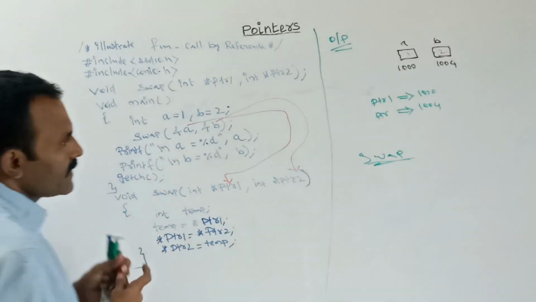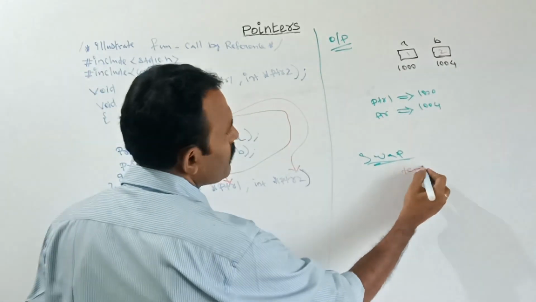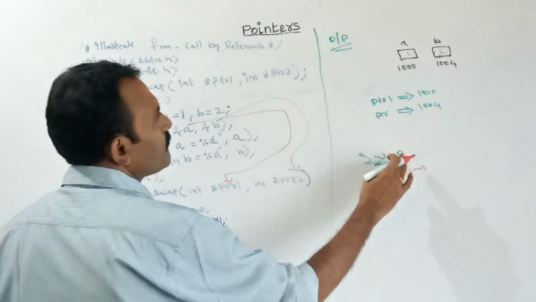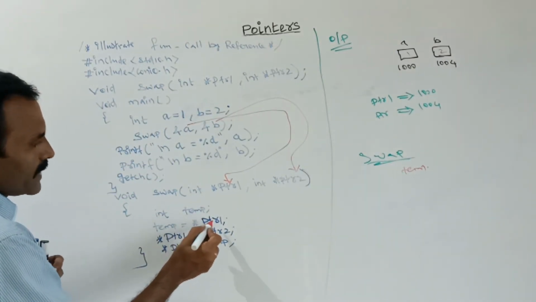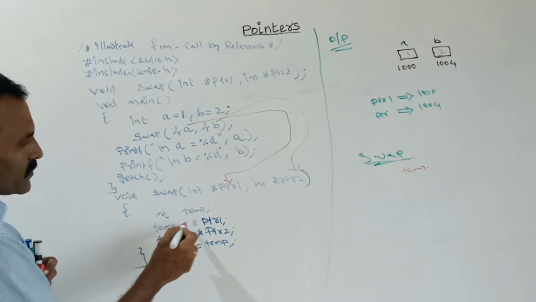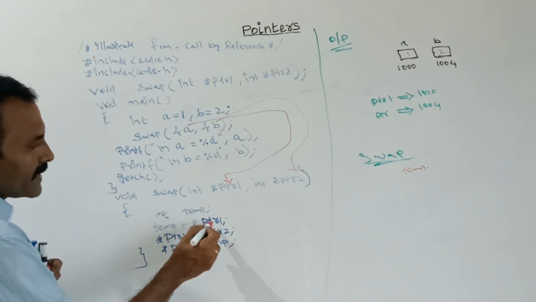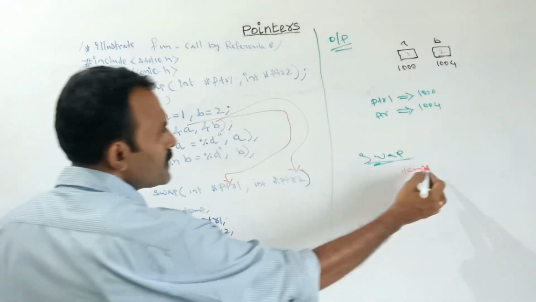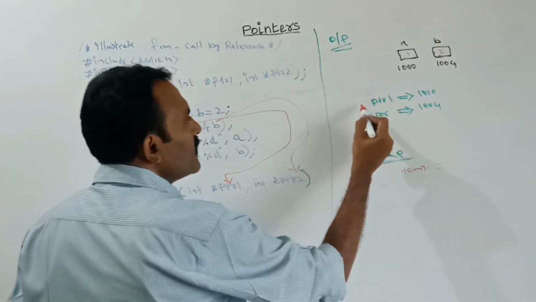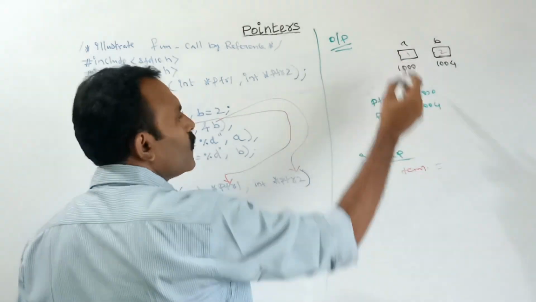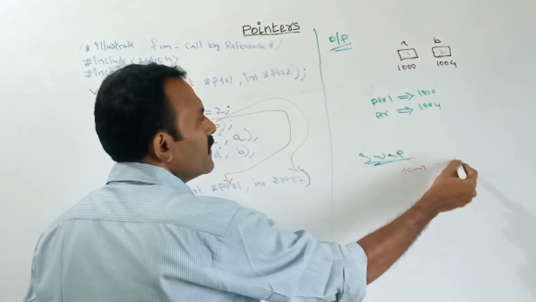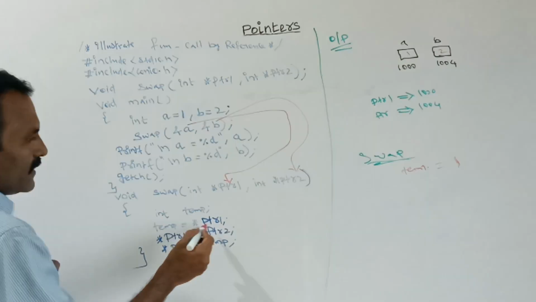Here I created the variable temp. Temp is equal to star ptr1, that is, temp is equal to the value at the ptr1 address. The ptr1 address is 1000, and the value at 1000 is 1. So the temp variable will have the value 1.